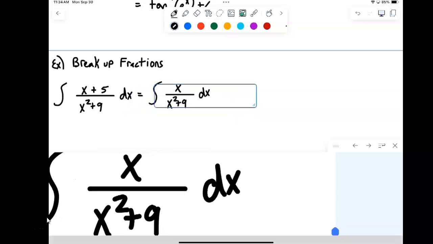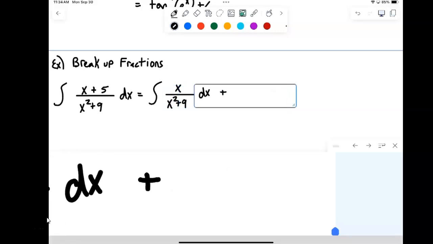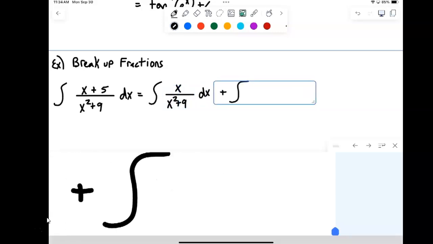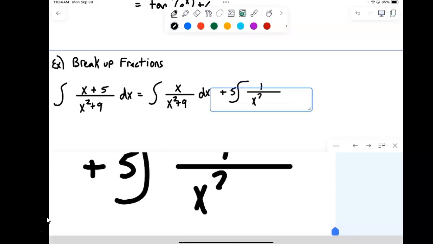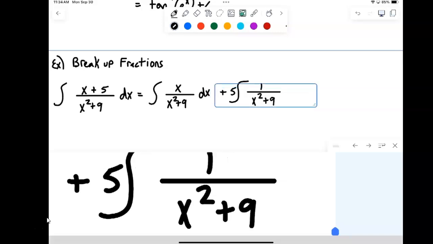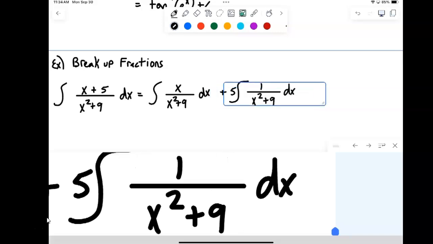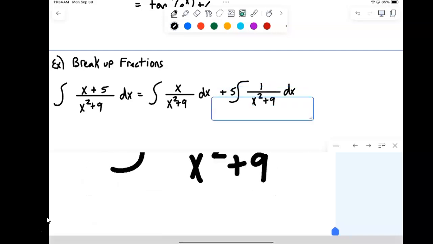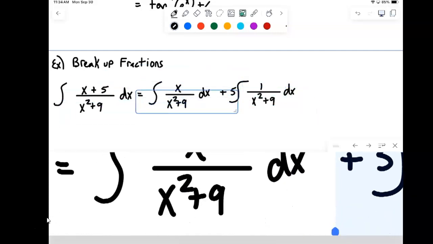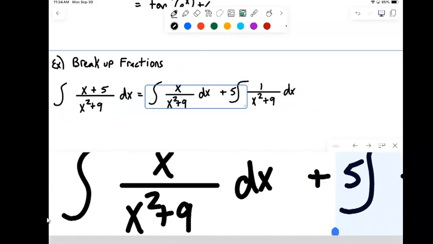And that's what we're going to do here. So that's going to leave us with two integrals that we have to deal with. And back to the 5, I can actually just bring it out front. Okay. So first we're going to focus on this piece here, because this is the piece we're more familiar with.